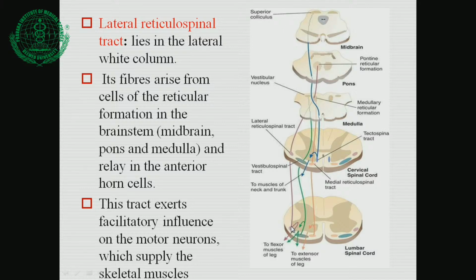So where does it lie? It lies in the lateral white column. The fibers arise from the cells of the reticular formation in the brainstem, midbrain, pons and medulla, and relay in the anterior horn cells. These tracts exert facilitatory influence on the motor neurons which supply the skeletal muscle. This is one of the components of the descending reticular activating system.